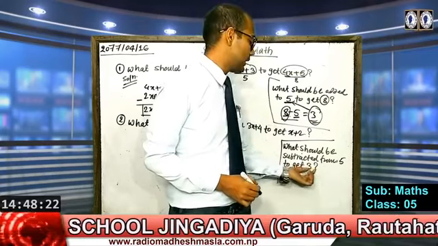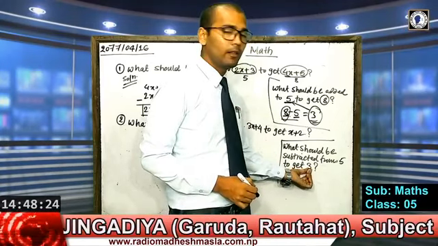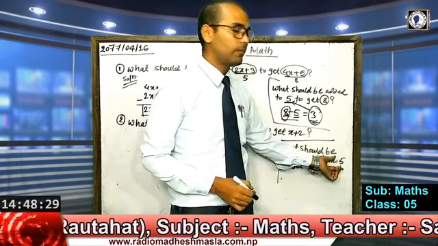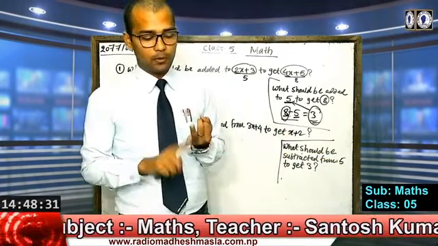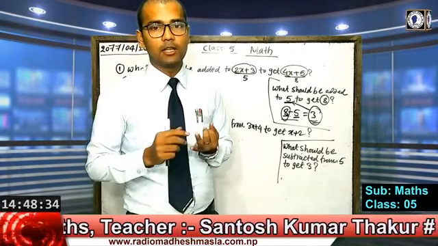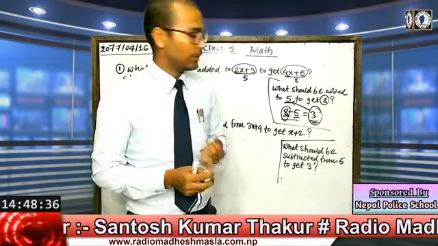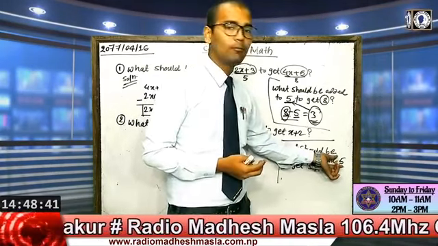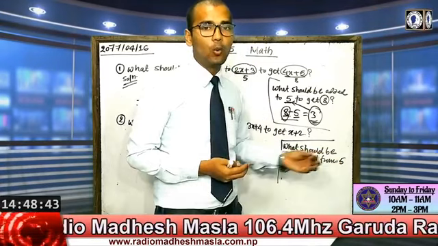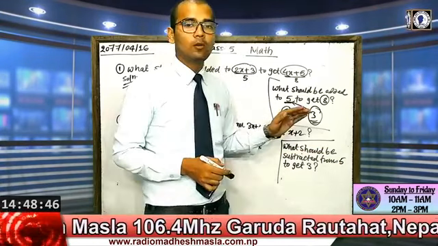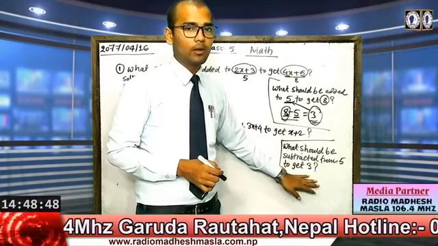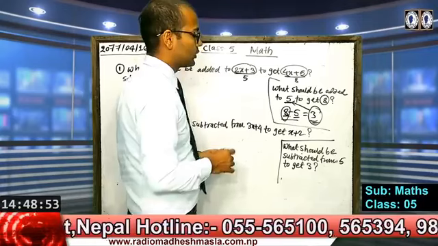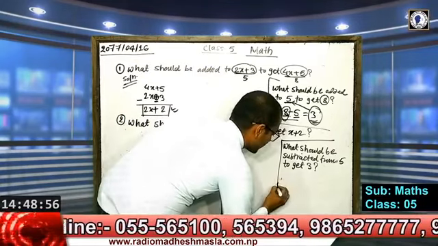When we add 2 more to 3, we get 5, like 3, then 4, 5. That means when we add 2 more to 3, we get 5. In the same way, when we subtract 2 from 5, we get 3. So the number should be 2. So we can find it like this.